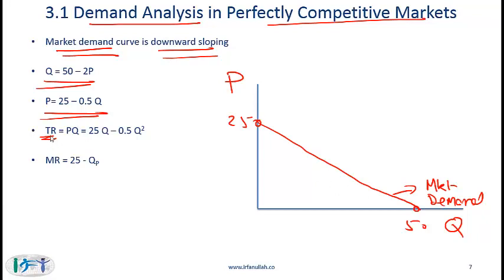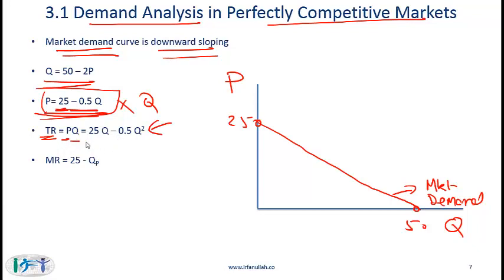Remember, total revenue is simply price into quantity. We already have price over here. If we multiply this by quantity, then we have 25q minus 0.5 q squared. So that is our total revenue function or total revenue expression.